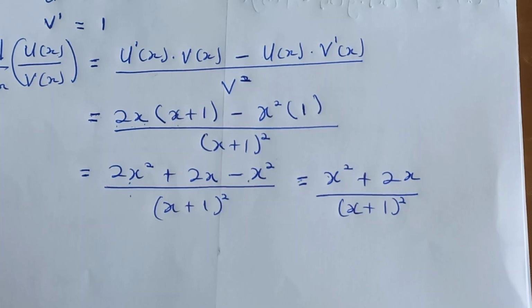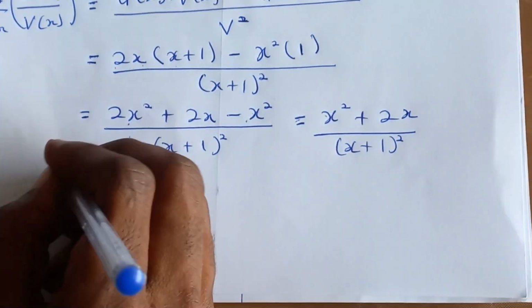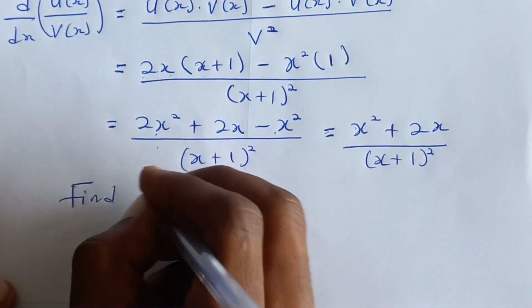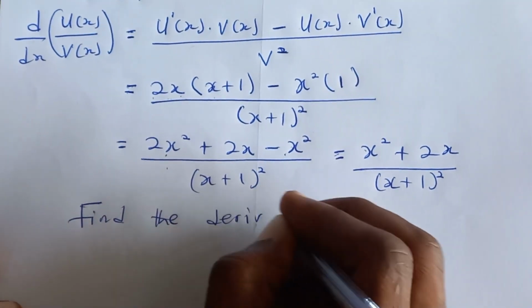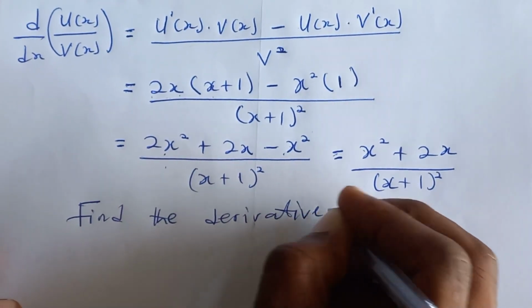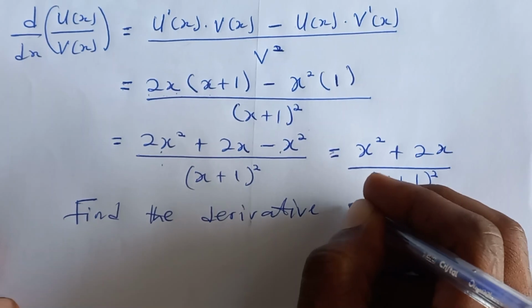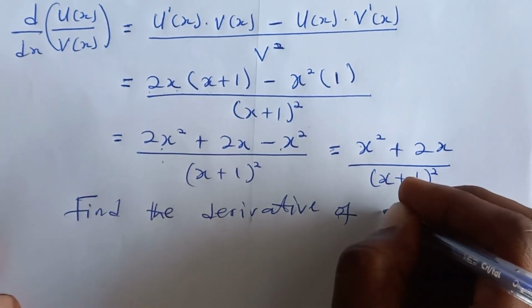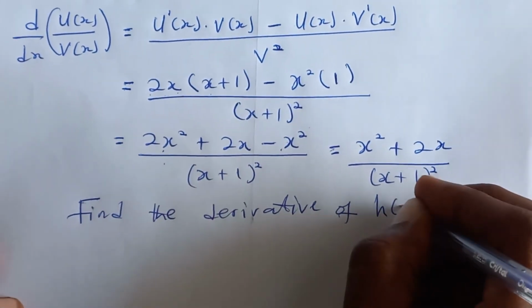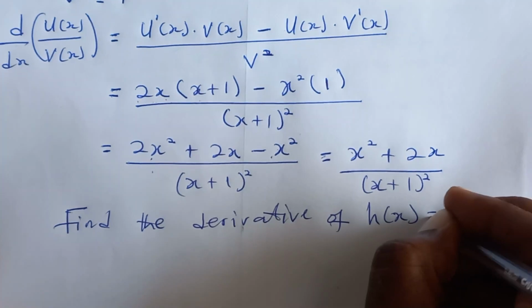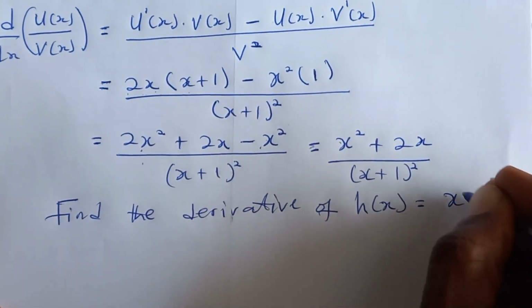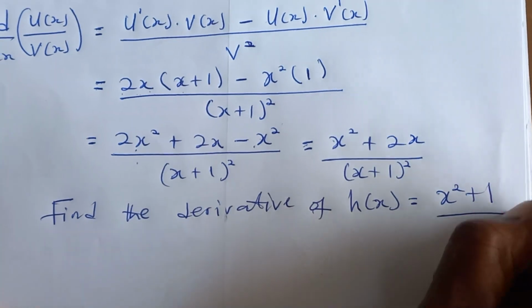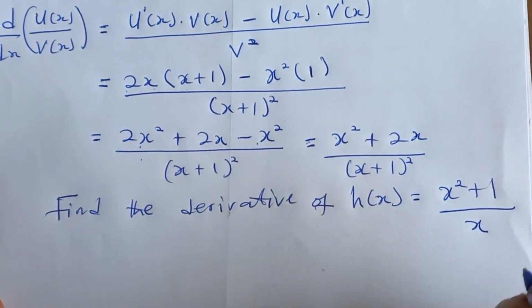Now try this for me. Find the derivative of h of x, which is equal to x squared plus 1 all over x.